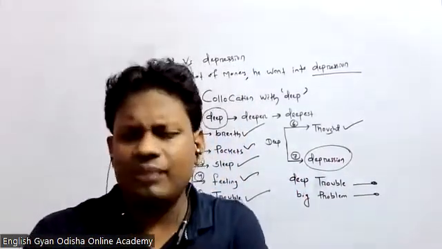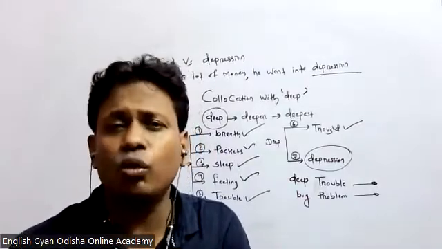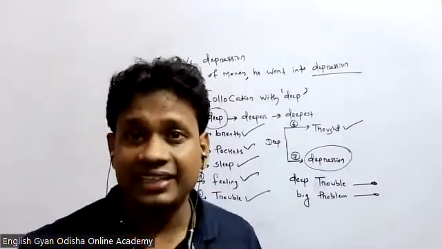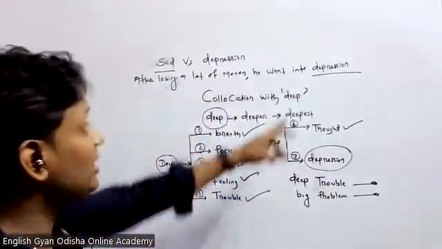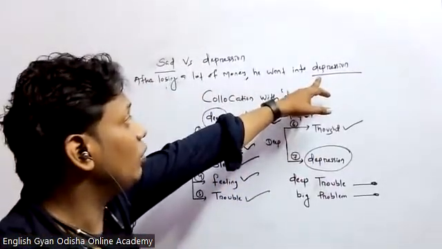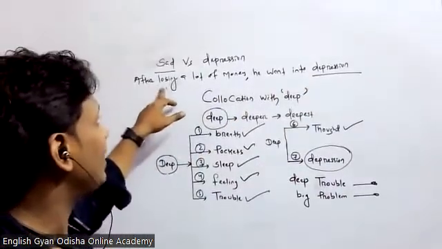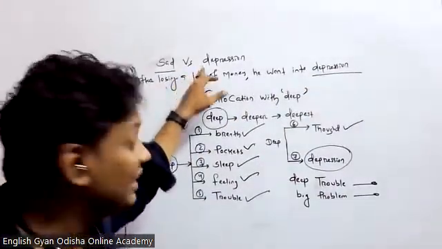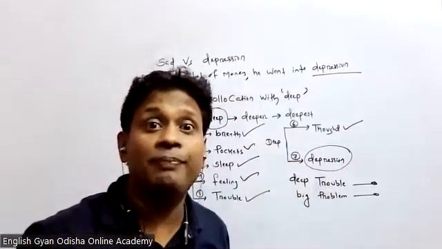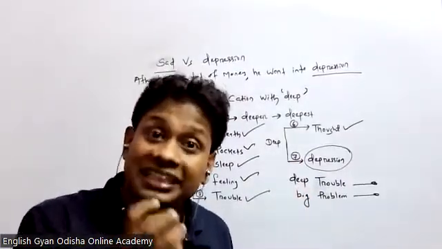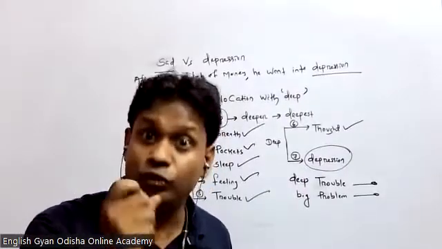Sad means, okay, I'm sad because this did not go well as per my plan. I can say sad. This is called sad. Depressed is called permanent. And you can say very sad, but deeply depressed. Remember, that's very important. You cannot say very depressed. Wrong. Deeply depressed.